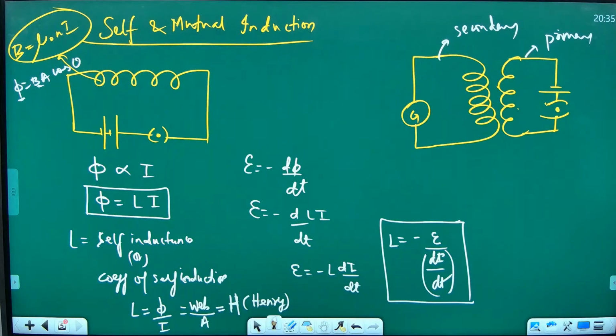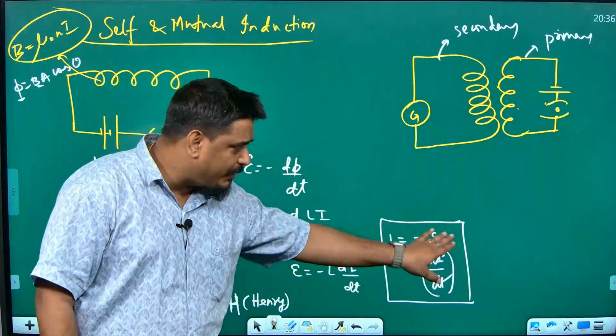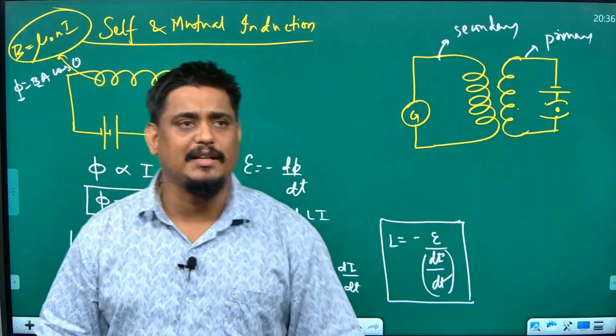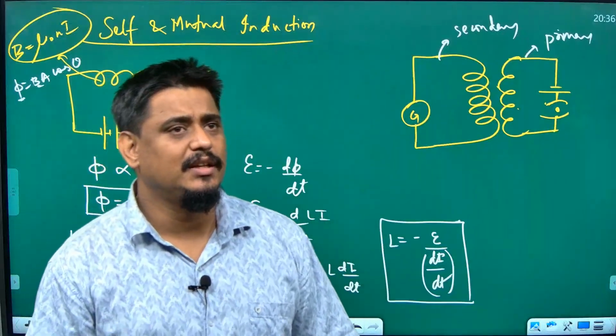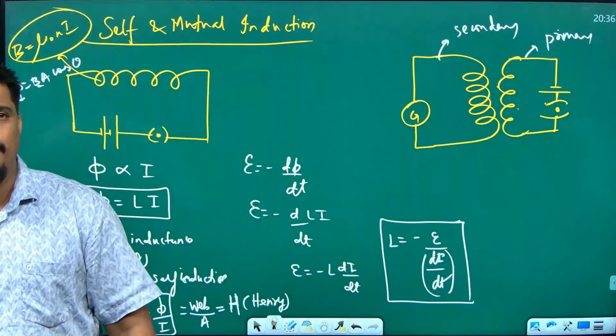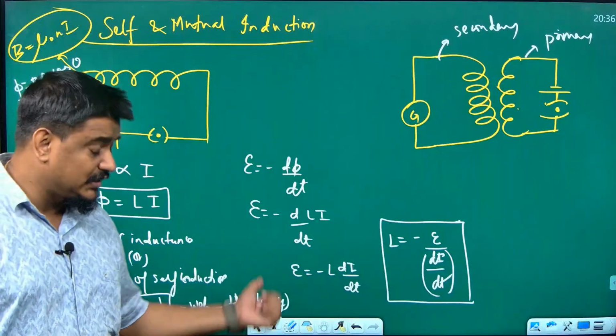You may say, sir, I can also define self-inductance as flux per unit current. They won't give marks for that. It's true, but they are expecting you to define self-inductance as opposing EMF, minus means opposing, per unit rate of change of current. So, whenever they ask you to define self-inductance, you should say self-inductance is defined as opposing EMF per unit rate of change of current. If you have understood this, copy it fast.